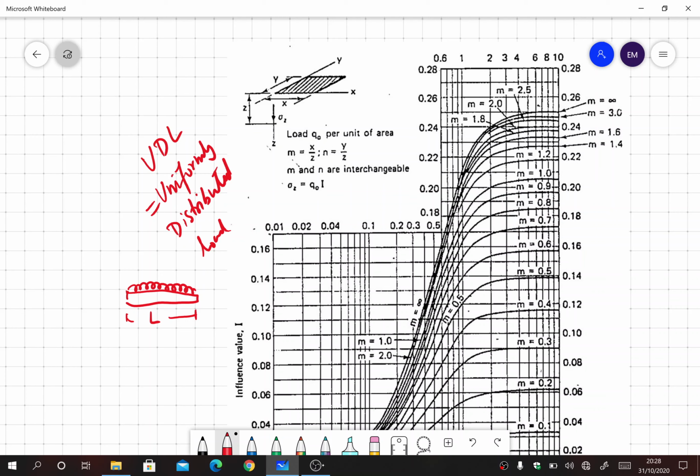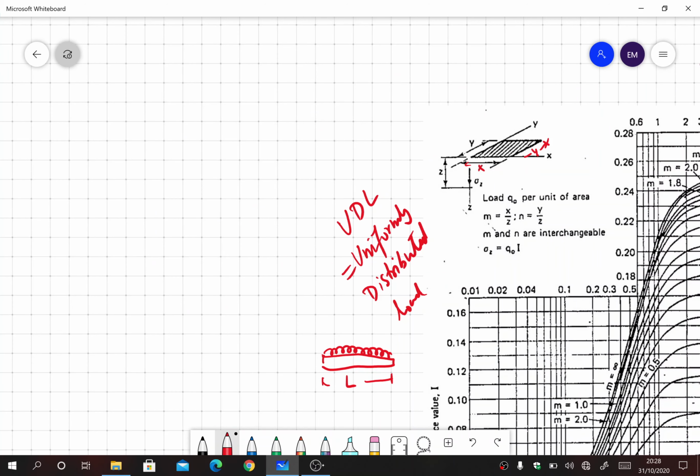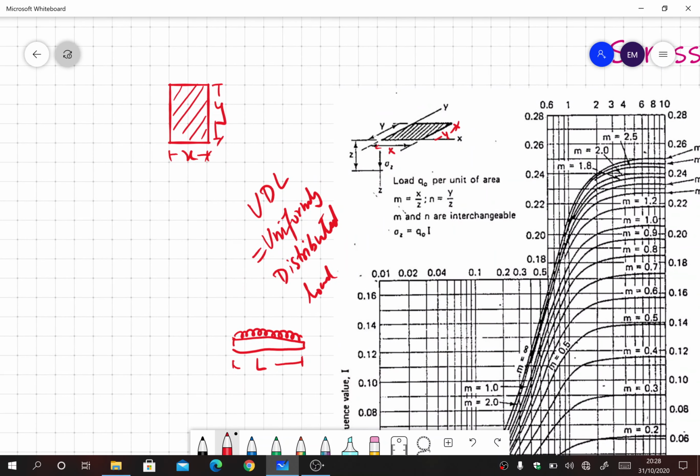Okay, so in the figure here, y is the length and x is the width of the loaded area. If I draw it here in an easier way, this is y and this is x, and this is the loaded area, or you can say that this is the footing that you have in your building. Okay, so if you are interested to find the stress due to this footing at a certain depth z, then we can use this formula that is provided in the figure.